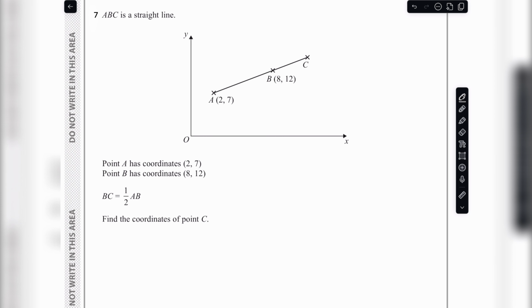In question 28, we are told that ABC is a straight line. The point A has coordinates 2, 7, point B has coordinates 8, 12, BC equals a half AB. Find the coordinates of point C.